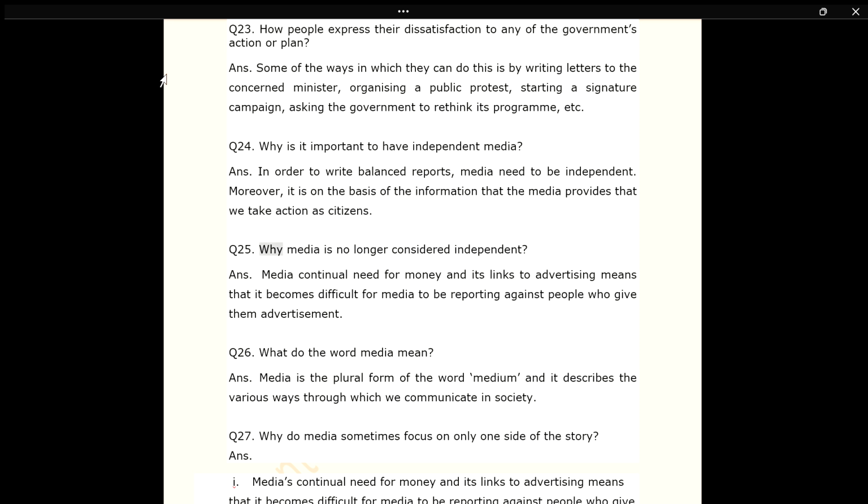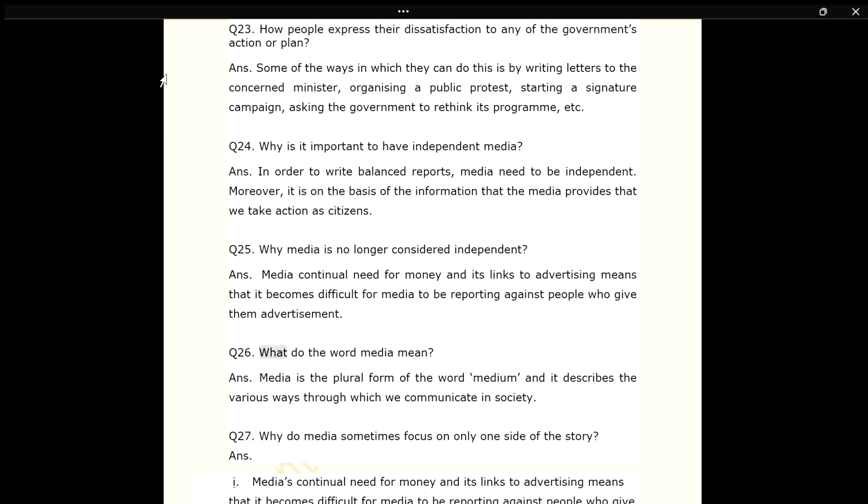Q25. Why is media no longer considered independent? Ans. Media's continual need for money and its links to advertising means that it becomes difficult for media to be reporting against people who give them advertisements.